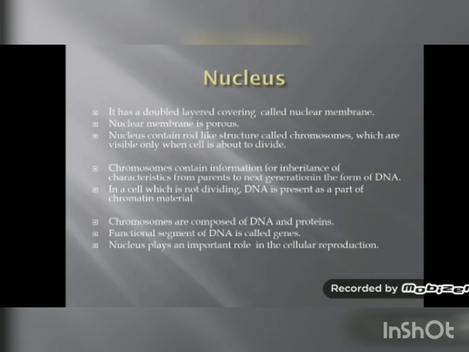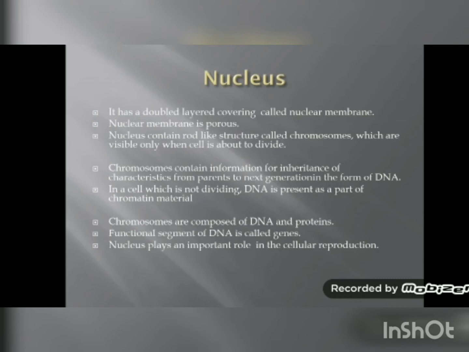Before cell division, there are thread-like substances called chromatin fibers present inside the nucleus. During cell division, these chromatin fibers condense and you can see pairs of chromosomes. Chromosomes contain information for inheritance of characteristics from parent to next generation in the form of DNA. In a cell which is not dividing, DNA is present as a part of chromatin material. As I told you, chromosomes are visible only at the time of cell division.